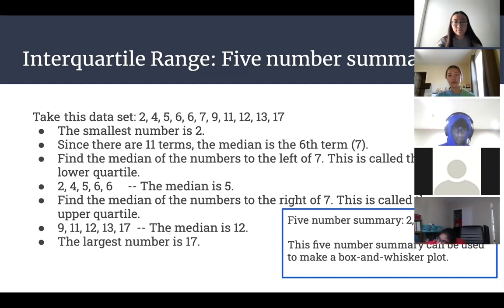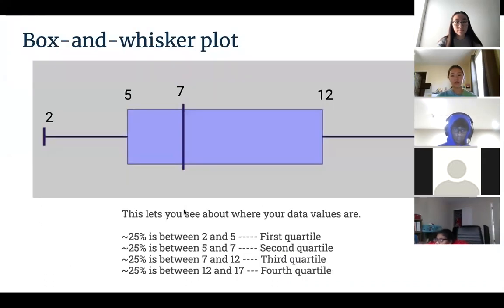And this 5-number summary can be used to make a box and whisker plot. So let's see what that is. Okay, so this is what a box and whisker plot looks like, and this lets you see where your data values actually are.